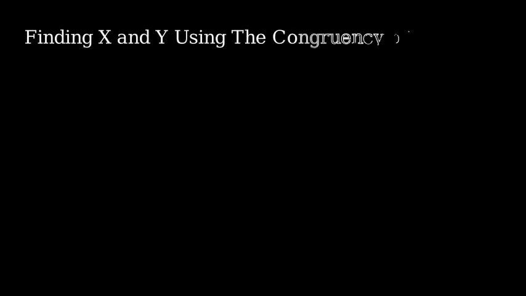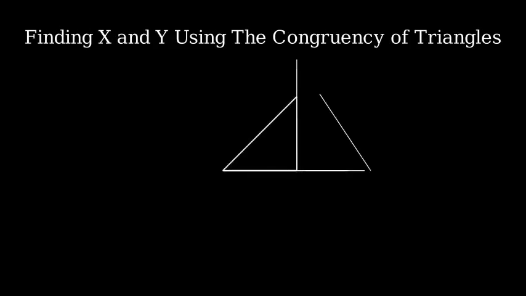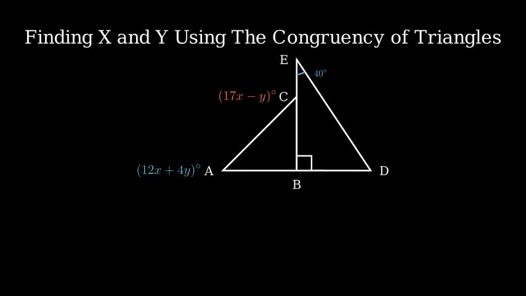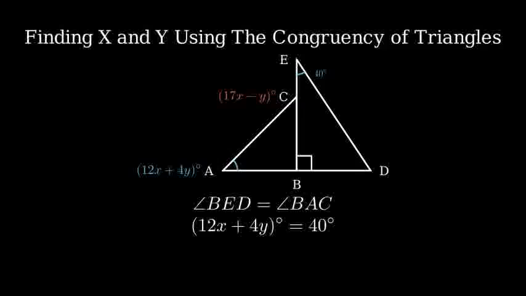In today's video, we're going to try to find x and y using the principles of congruency of triangles. Let's start by visualizing the problem. We have two triangles back to back. They've given us that angle BAC corresponds to angle BED, meaning they have the same angular measure.